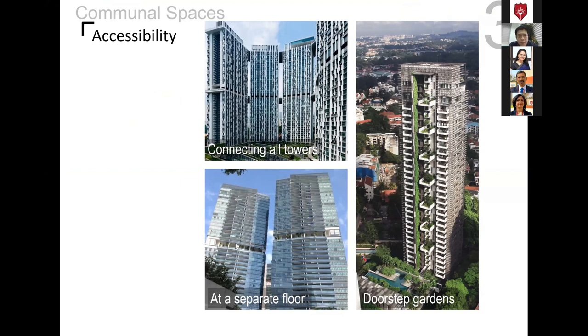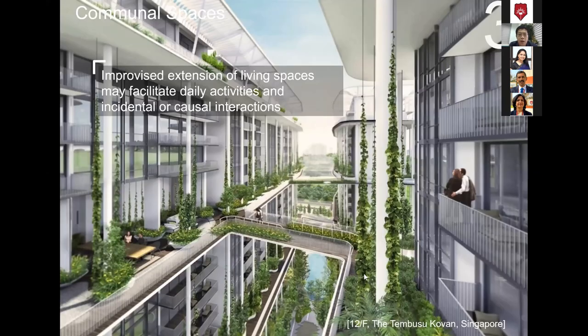For the lower one on the left-hand side, the sky garden is on a separate floor, so you can imagine whether it is really convenient for the community to access that sky garden day by day. But for the right-hand side, I mostly prefer doorstep gardens. These communal green spaces are just adjacent to the front door of each apartment, so day by day they can serve as neighborhood space. As I mentioned before, children and elderly can sit there. In other examples in Singapore, the greenery is an extension of the communal corridors, which can facilitate daily activities and casual interaction.